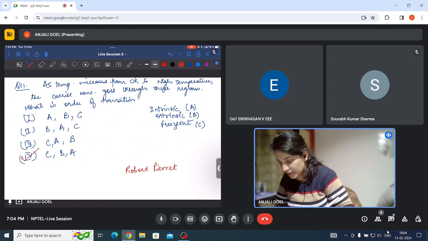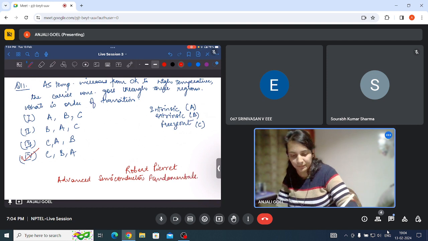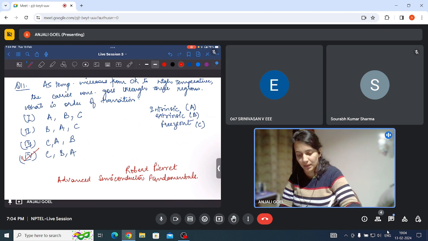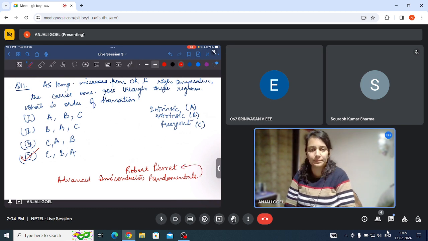The name of the book is Advanced Semiconductor Fundamentals by Robert Pierret. It is a difficult book, but it has given every concept in great detail, and you can find each with the help of a band diagram.